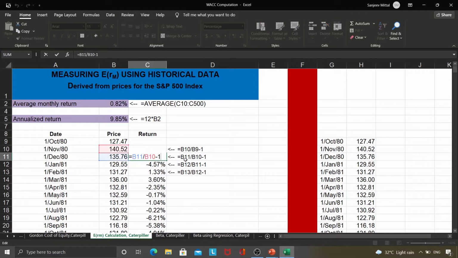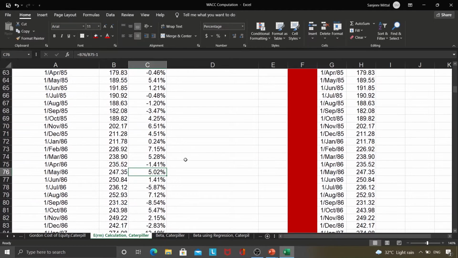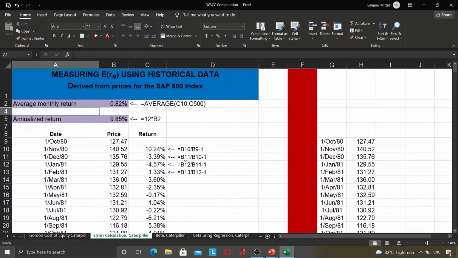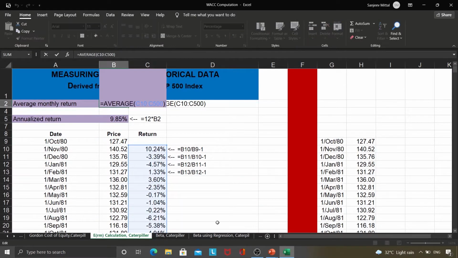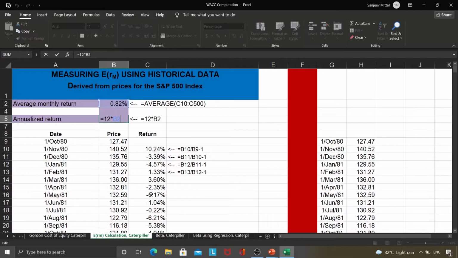Similarly, from November to December, how much increase was there? From December to January, and this pattern has been used till the end of 2021. Once that has been calculated, an average of all the monthly returns has been calculated, as you can see. Based upon that average of monthly returns, we have calculated our annualized return by multiplying the monthly return by the number 12.